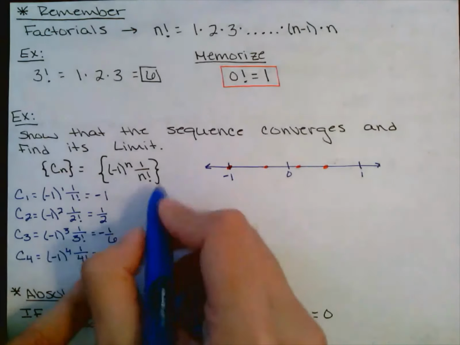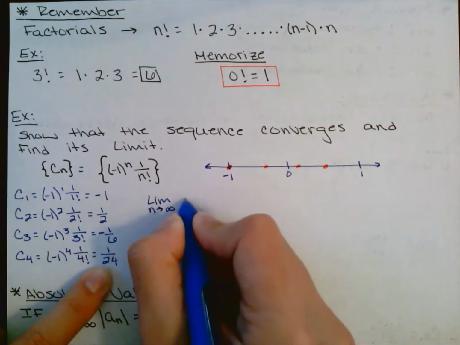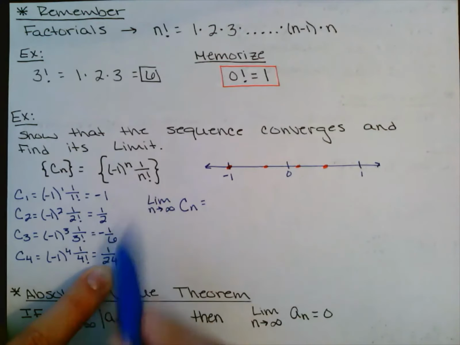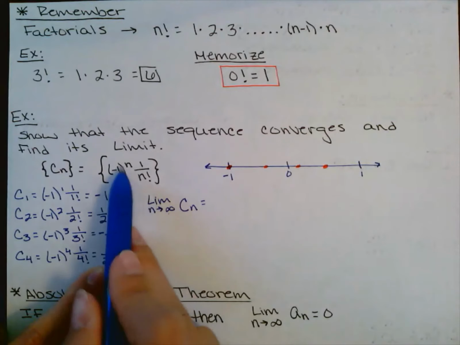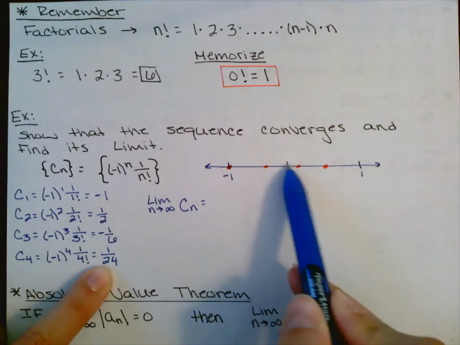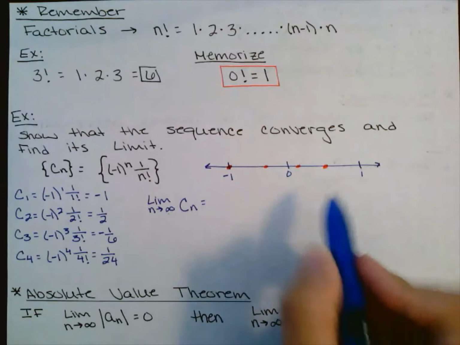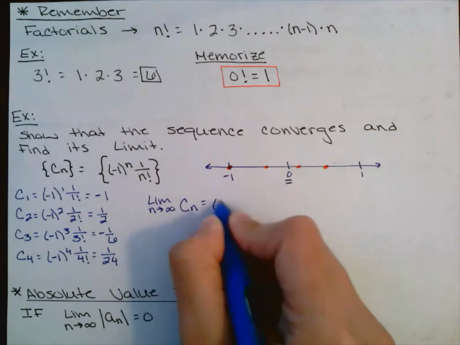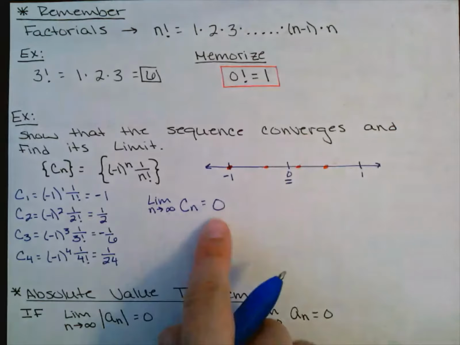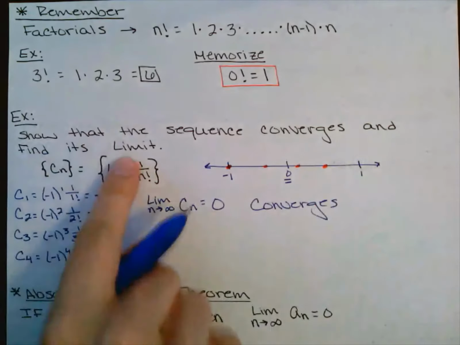Like we saw with the limit as n approaches infinity for c sub n. As the n's keep getting closer and closer to infinity, my denominators are going to get way bigger, and this is just going to keep bouncing back and forth between positive and negative. But as my denominators get bigger, my number gets smaller, and I'll get closer and closer to zero. Okay, so I can say, I analyzed my sequence, I found that it converges at zero, and I used the limit to state it.